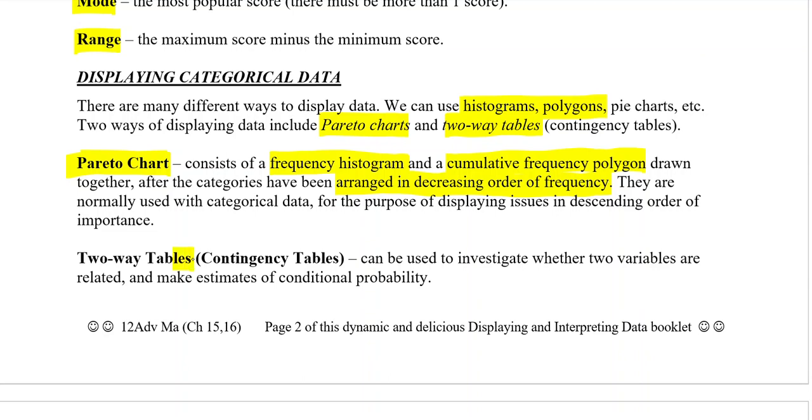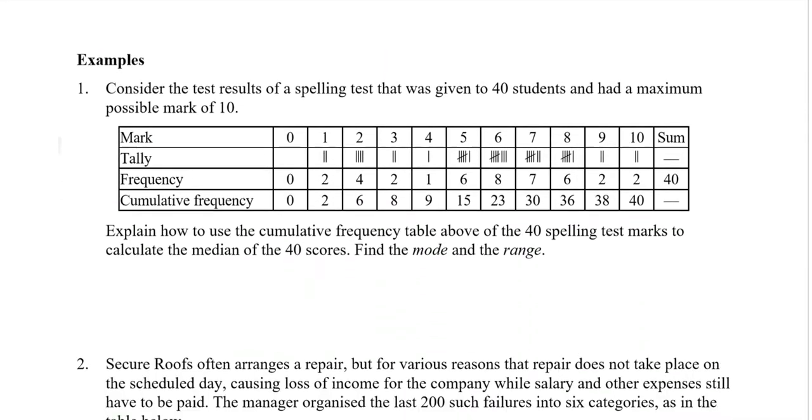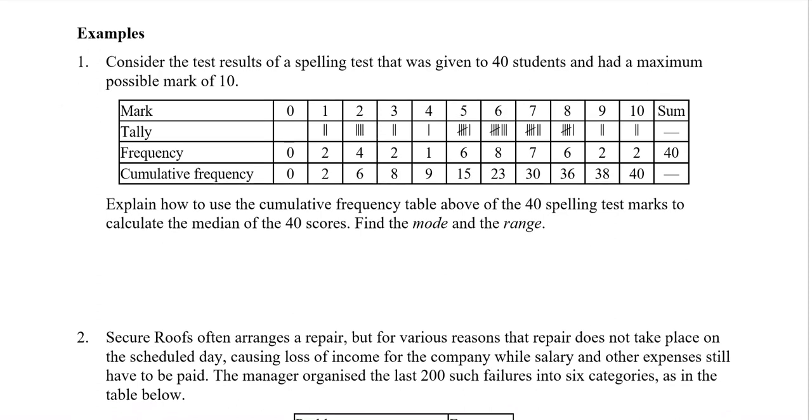A two-way table or a contingency table can be used to investigate whether two variables are related and make estimates of conditional probability. We're going to see all of this. All right, here we go. Question time. Question number 1.